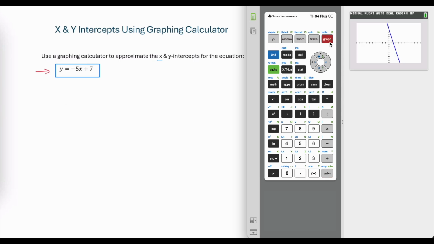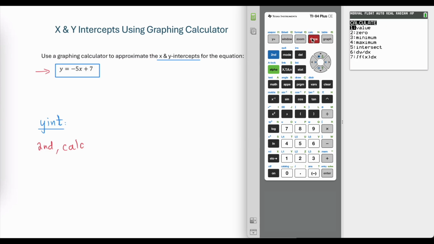We're asked to find both the x and the y intercepts. Let's start by finding the y intercept first. We begin by hitting second, calculate, and so over here we hit the second button, and then calculate is above the trace button here in blue. So second trace will get us to the calculate function, and then we need to select the value operator. So second calculate and then value.